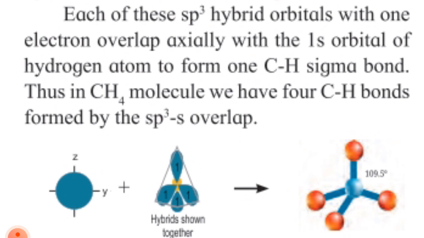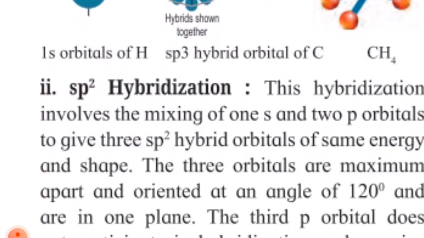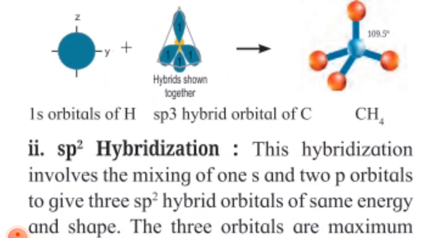Each of these sp3 hybrid orbitals with one electron overlaps axially with the 1s orbital of a hydrogen atom to form one C-H sigma bond. Thus in the methane molecule we have four C-H bonds formed by sp3-s overlap. 1s orbital of H, sp3 hybrid orbital of carbon in methane.